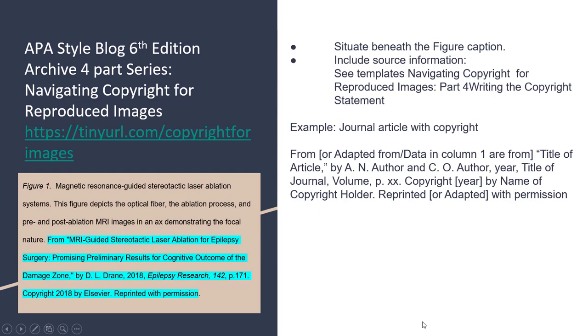So here's an example of a template that's in the APA Style Blog 6th edition archive from their 4-part series on navigating copyright for reproduced images. And so I will link you out and we'll explore this. You can read through that, but this is how I got this format, and depending on what type of source you have, it'll look a little bit different. But I just wanted to highlight that you situate it beneath the figure caption, you include the source information, and it's part 4 that gives you those templates. So let's just take a jump out and take a look.